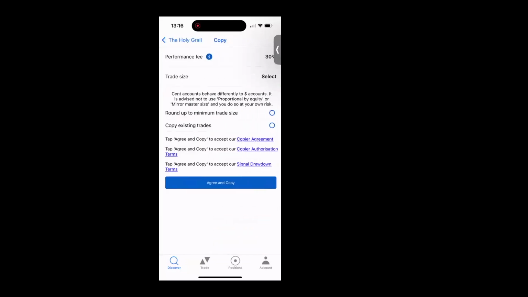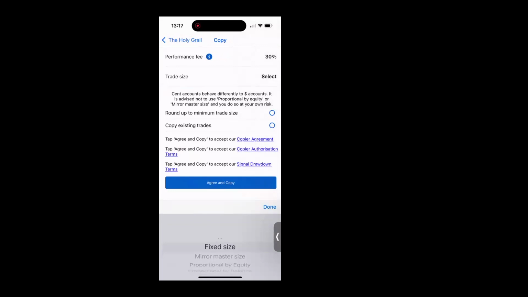You then click copy, and you can see various things here. Now, there's the performance fee, which I'll come on to later on, and then there's the trade size. Now, the trade size is how you want to set up your copy trade relationship with that signal provider.